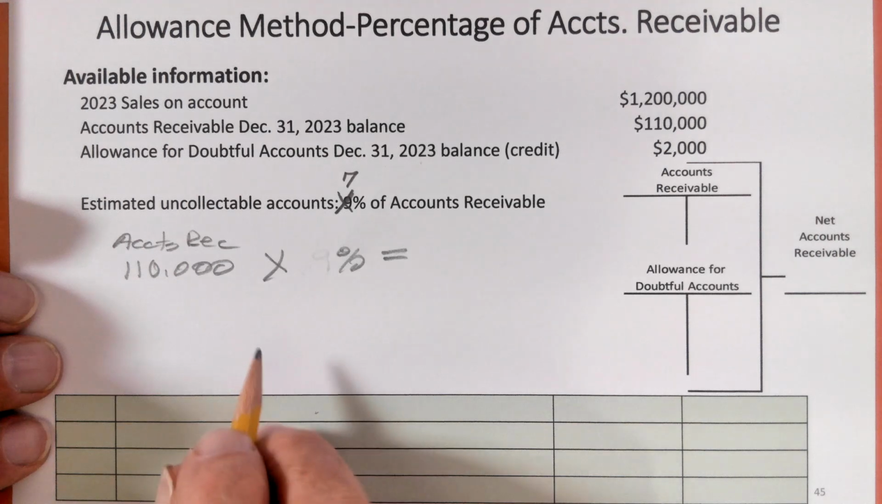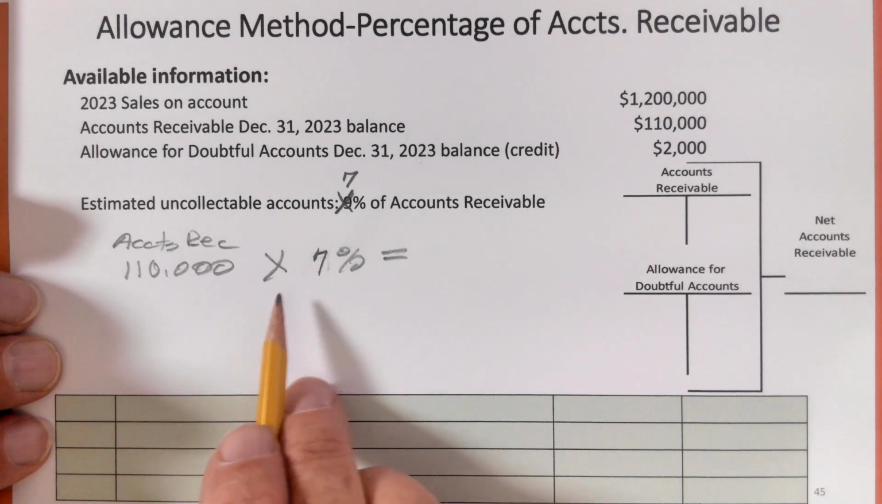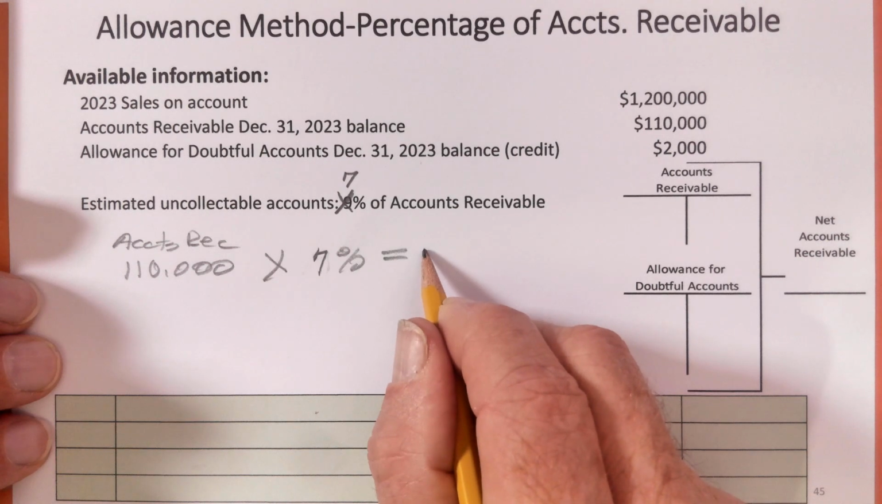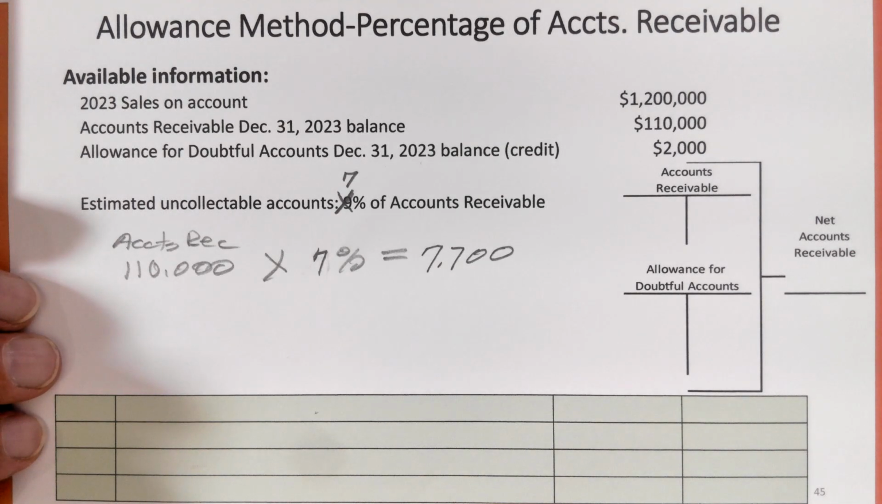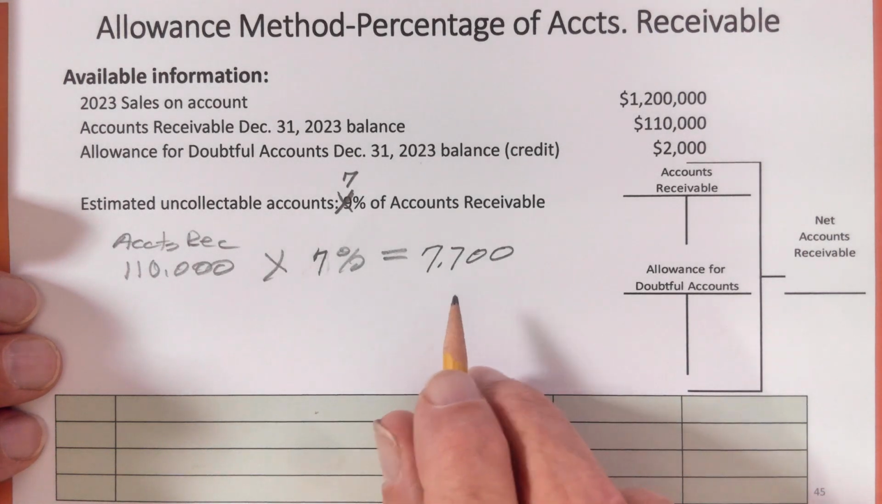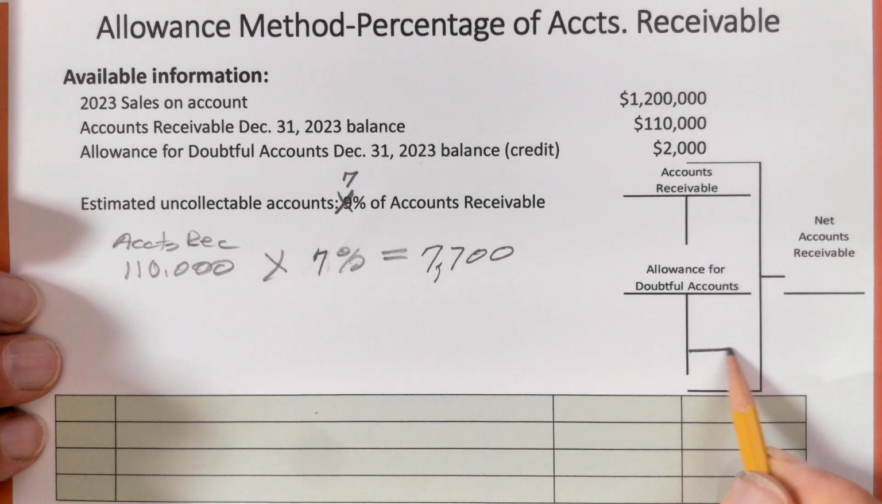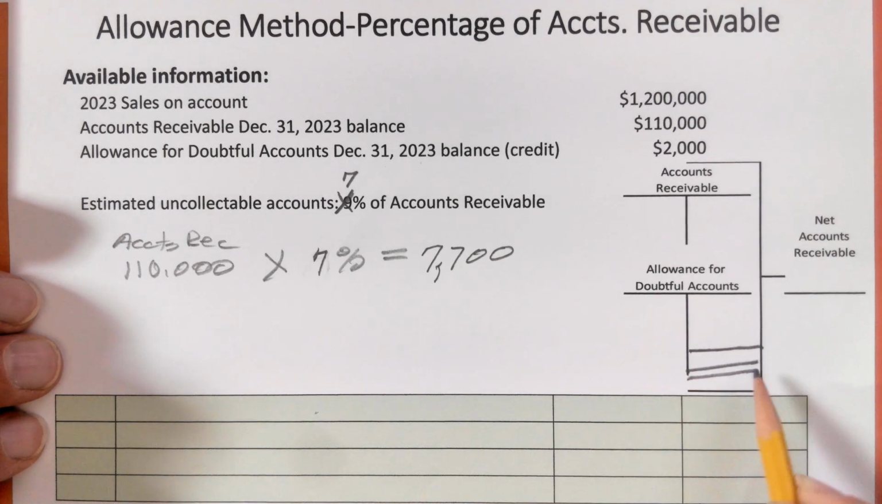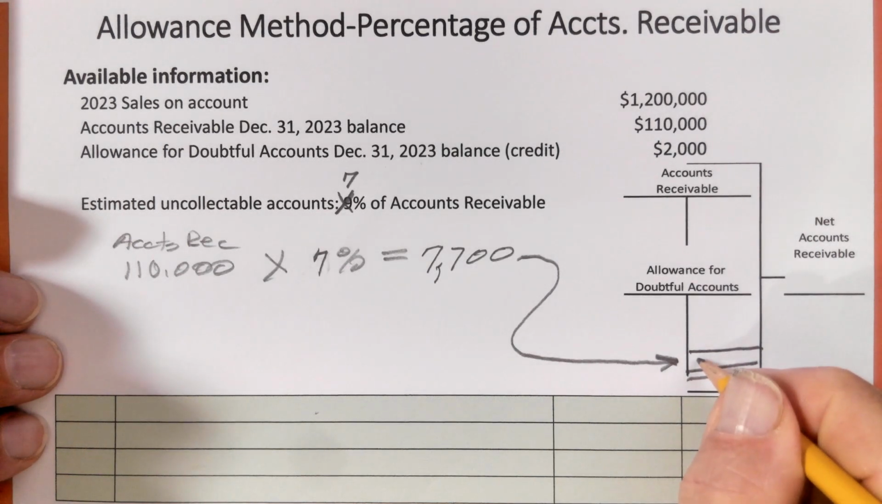So at 7%, easy fix though, right? 7%, that would be times 110,000. Go ahead and do the math. And I think the math that you just did would come out with an amount of $7,700. Now remember, this is not the amount of the entry. That's not the amount of the entry. So this is the amount that we think we will not collect, and instead it's the ending balance for our allowance for doubtful accounts. So we want to go ahead and move it down here. That's how much it is, $7,700.